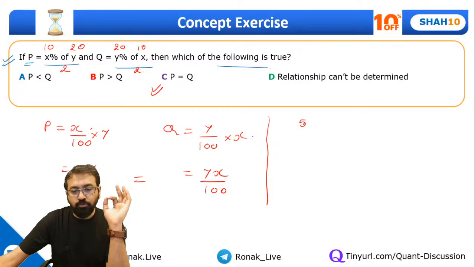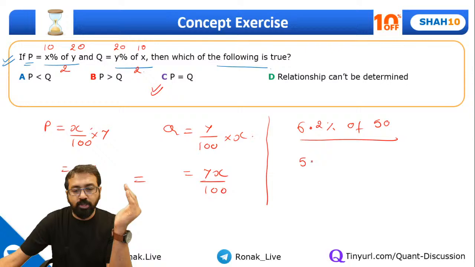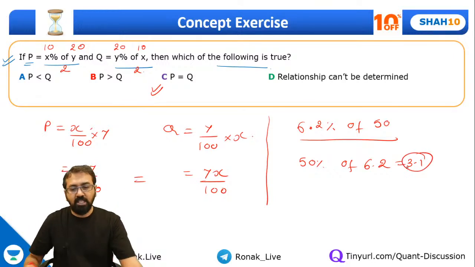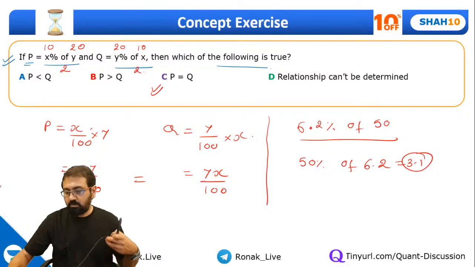For example, if I ask you to find out 6.2% of 50. Now finding 6.2% of 50 will sound slightly complicated. So what you can do is you can simply find out 50% of 6.2. Now what is 50% of 6.2? It's nothing but half, so it will come out to be 3.1. So now see, the question became very simple. So this is how you can use this concept. Everyone, are you clear with this? Quickly show me a thumbs up.